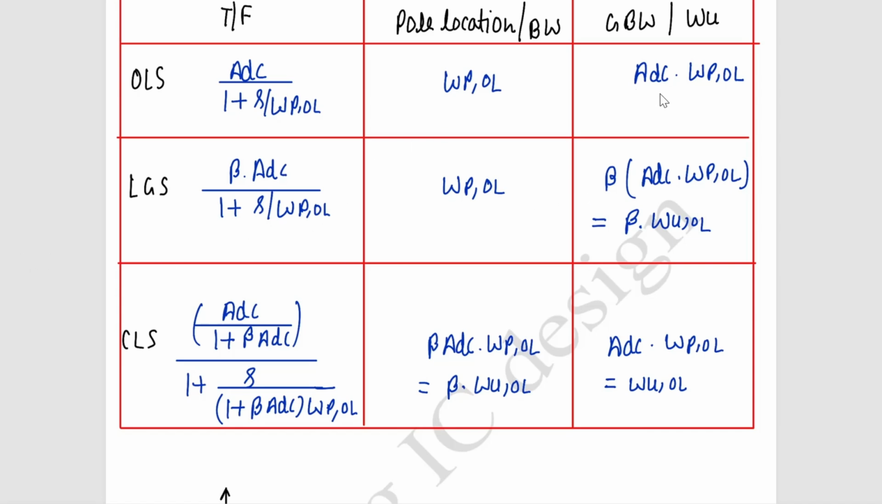And what will be the gain bandwidth product, or unity gain frequency, which is the same for a first order system? Omega POL into ADC is the gain bandwidth, so it's ADC omega POL. Here the gain bandwidth is beta times ADC into omega POL. Here gain into bandwidth will come to ADC into omega POL. So you can check this one.